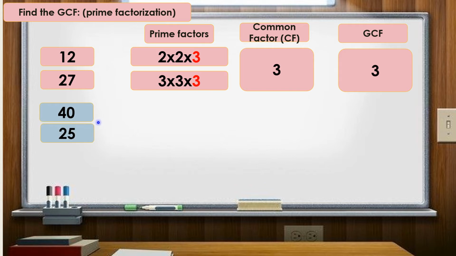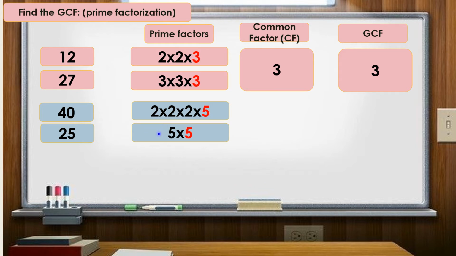Next, 40 and 25. Again, get the prime factors of the two numbers and locate the same number. At this point, we have only one same number, which is 5. Therefore, their common factor is only 5, and their GCF is 5. Okay?